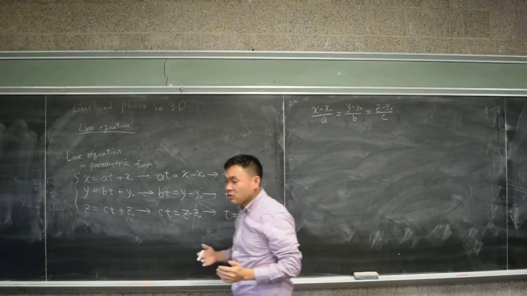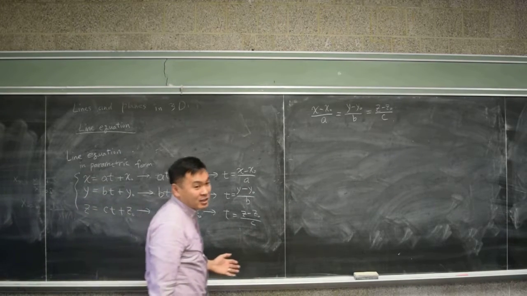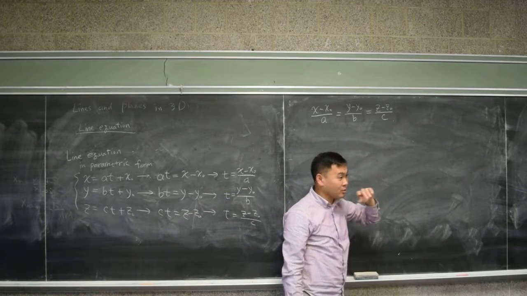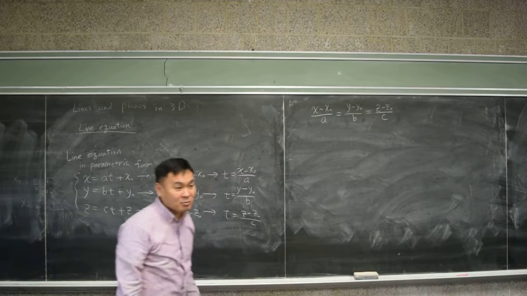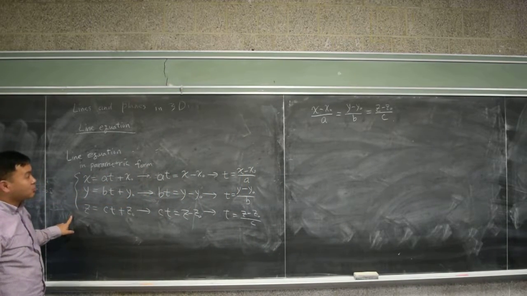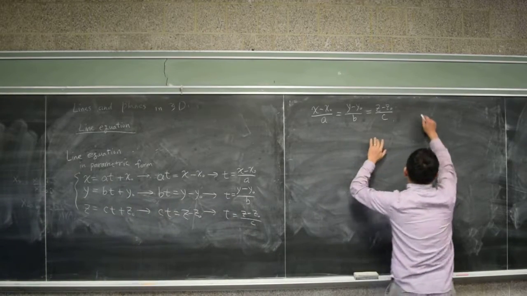So in other words, there's no way getting around the fact that if you want a line in 3D, you need at least two equations rather than one. So that's something that you have to accept. And now let me add some more details to this. First, the name for this is called a symmetric form.